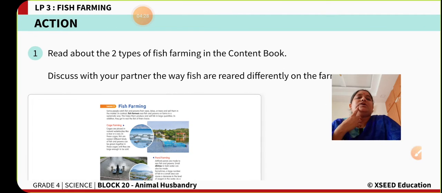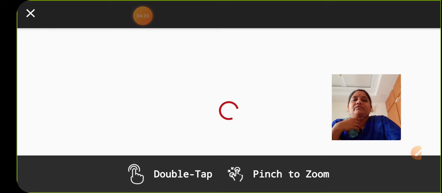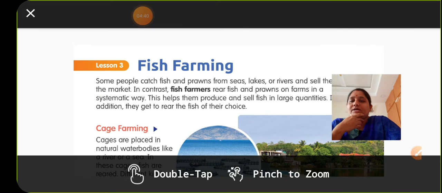Yes. Now as a part of our today's class activity, open page number 44 and start reading the entire fish farming chapter. Here at first we understood that some people catch fish and prawns from the seas, lakes or rivers and sell them in the market. In contrast, fish farmers rear fish and prawns on farms in a systematic way. They help produce and sell in larger quantities.